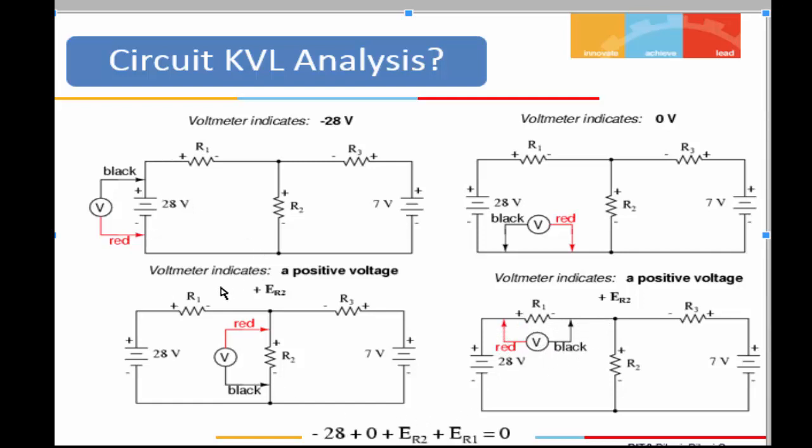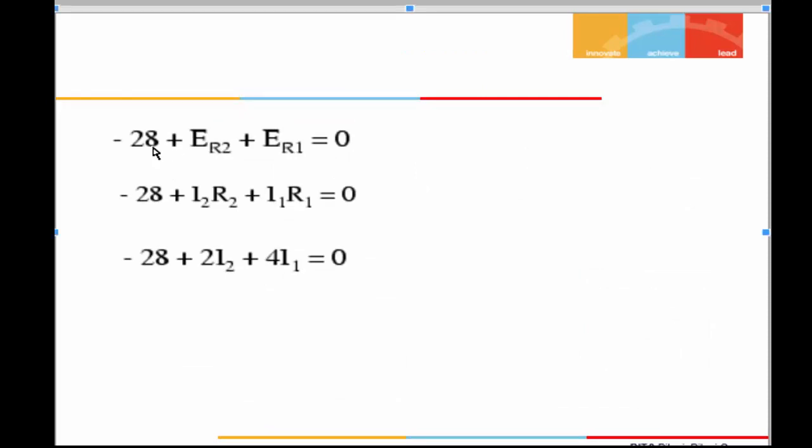By using any one of the loops, you can write an equation. Since we are considering the primary loop, we write the equation as minus 28 plus 0, plus ER2, plus ER1 is equal to 0. Then with the help of Ohm's law, ER2 is I2R2 and ER1 is I1R1. Since you already know the R2 and R1 values, substitute them here.